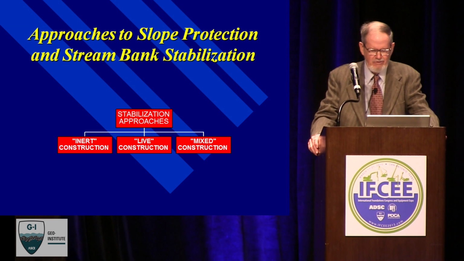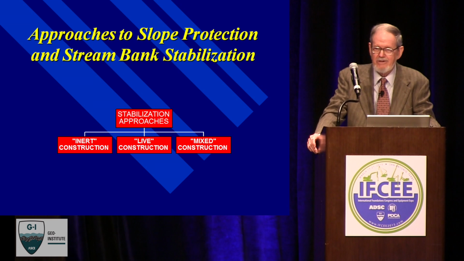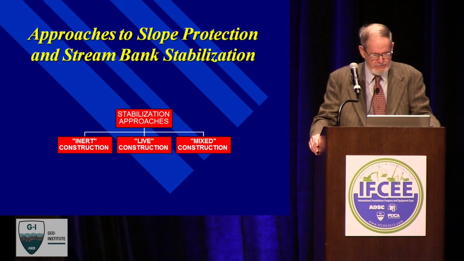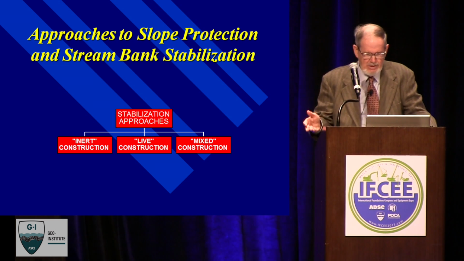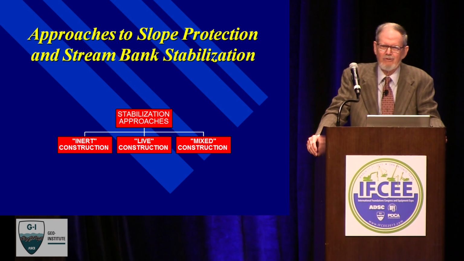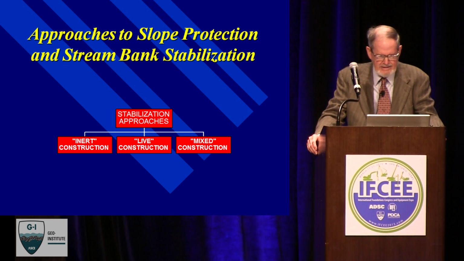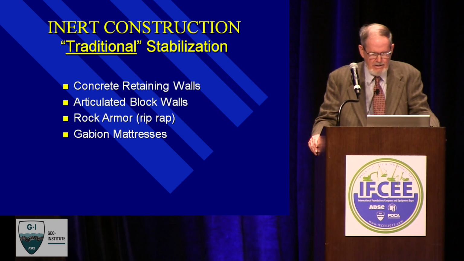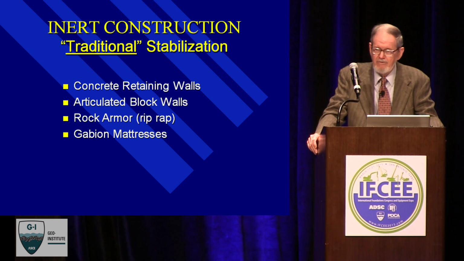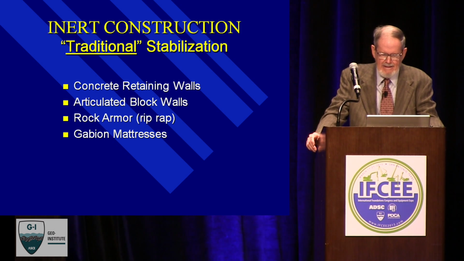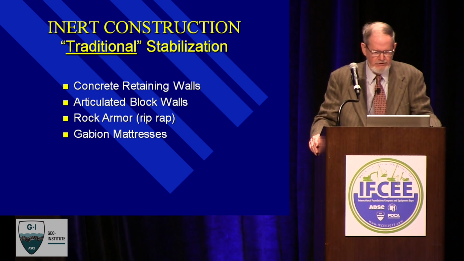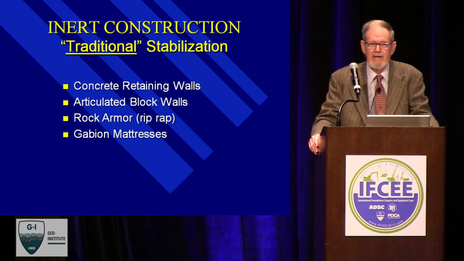Slope stabilization runs the gamut from inert construction, sort of traditional stabilization, using only inert materials, at one extreme to live construction or vegetative stabilization using only plants. And in between, we have mixed construction or biostabilization using both plants and or cuttings plus inert structural components. Well, what distinguishes biostabilization from traditional geotechnical stabilization measures? Here are some examples of the latter. The point here is that the materials used in these traditional measures or examples are inert, that is, non-living.